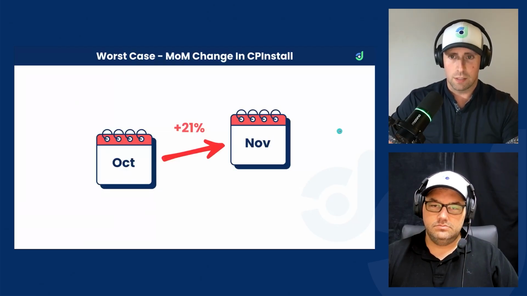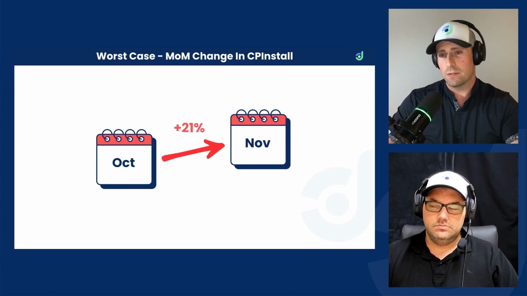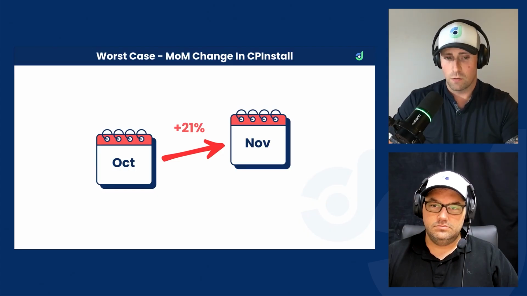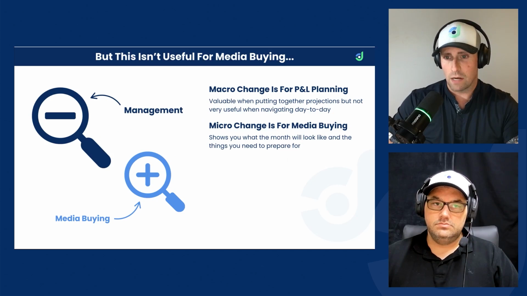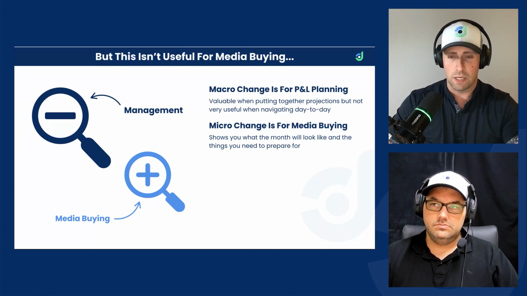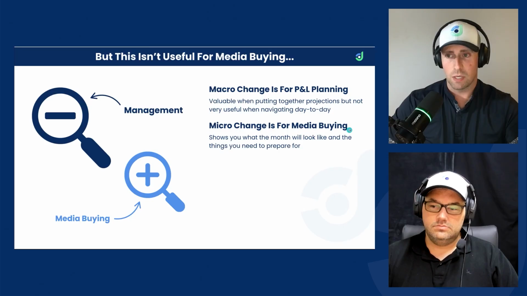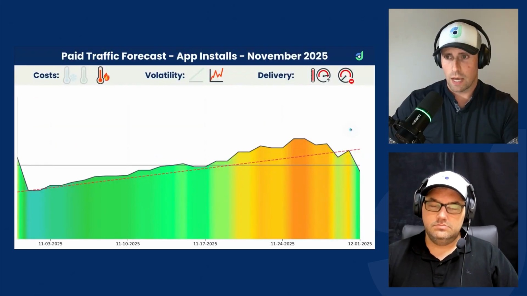So the worst case scenario for you as an app install advertiser is a month-over-month change. We're expecting no more than an increase of 21% in your cost per installs, but that's a pretty big deal. Now, what's important for you to understand is this macro information is valuable for P&L planning, which I'll get into in the projections section, but it's not very usable when navigating the day-to-day. What you really need to be able to see there is the micro change for media buying so you can anticipate what's coming up and focus on taking the right actions.